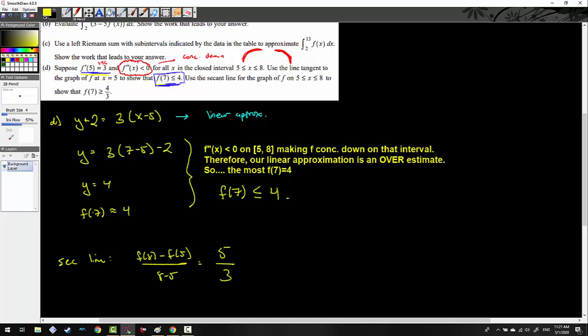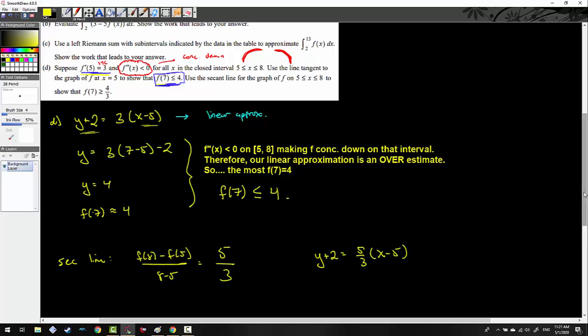Now going back to integrated 1, we can use whatever points we want to write the equation of the secant line. We could use the point at x equals 8 or the point at x equals 5. I'll use the point at x equals 5, because it's easier. We've already written the tangent line there. So my secant line equation is y plus 2 is equal to 5/3 times x minus 5.